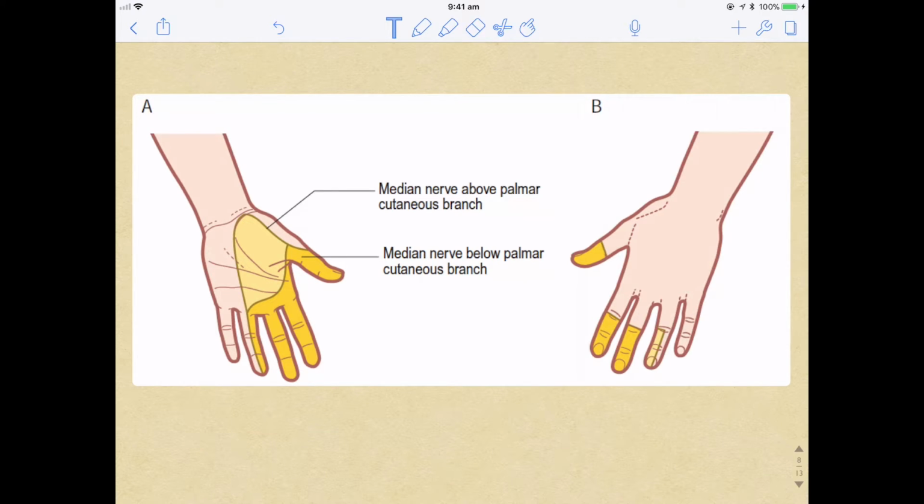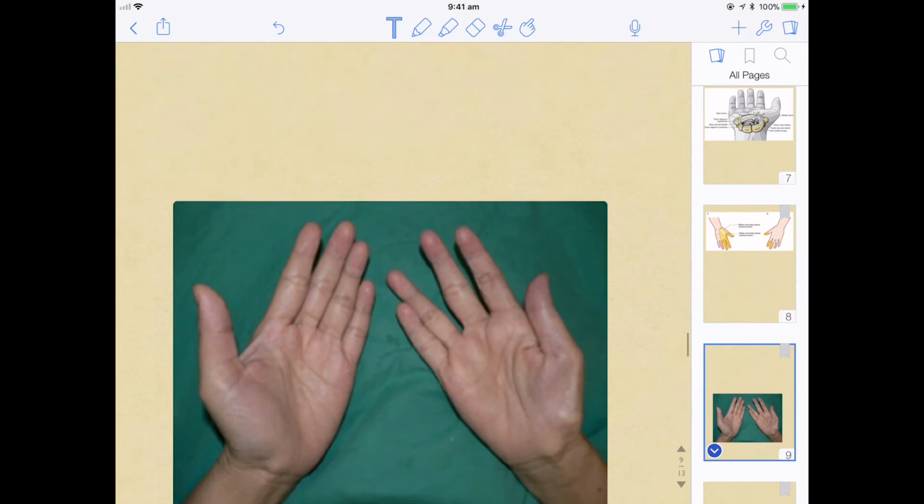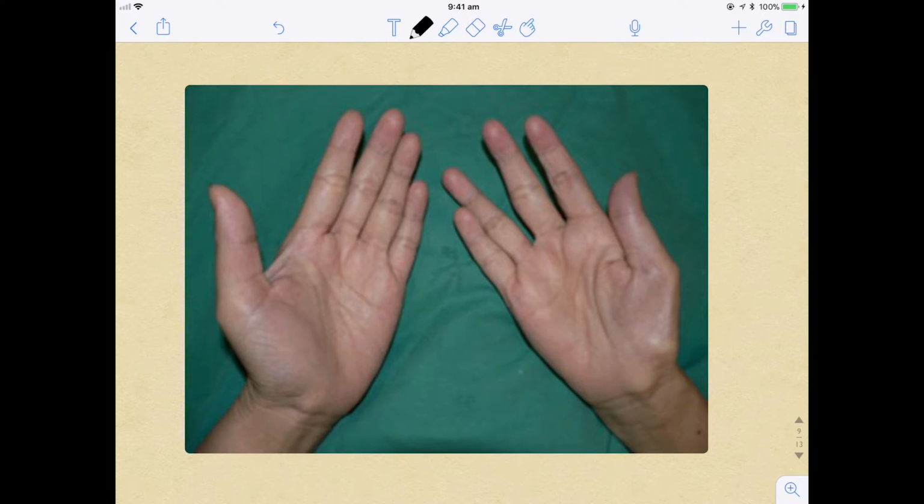But other symptoms and signs include reduced grip strength, abductor pollicis brevis wasting. So here we can see wasting of the right hand side abductor pollicis brevis muscle, which makes up most of the thenar eminence here. And if you compare that to the left hand side, you can see just how much more muscle mass there is on the left hand. And this all comes about from denervation of the thenar muscles, which leads to atrophy.